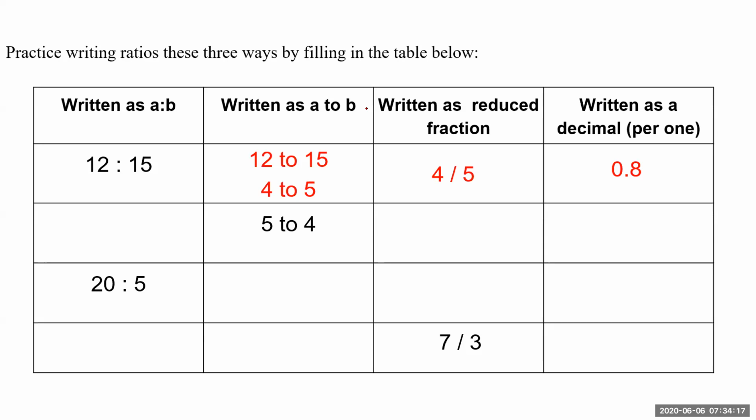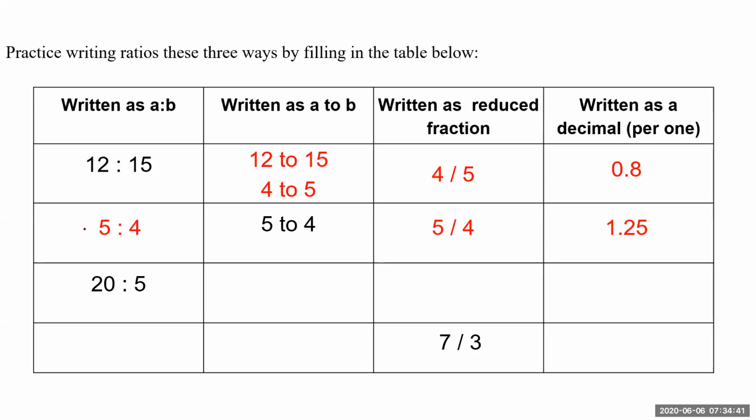So here we are given 5/4. We want to write it right here as what? Using "to", right? So we are just going to do 5 to 4. And then as a reduced fraction, this cannot be reduced further. So we still have 5/4. And as a decimal, we have 1.25.